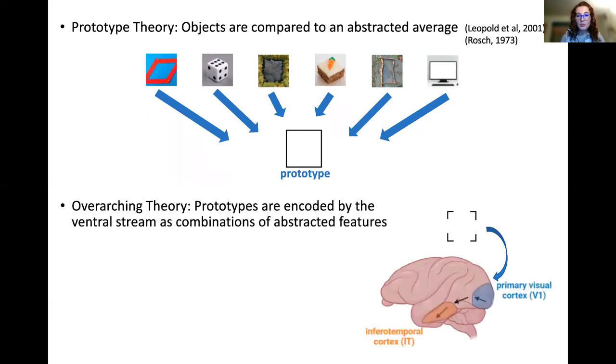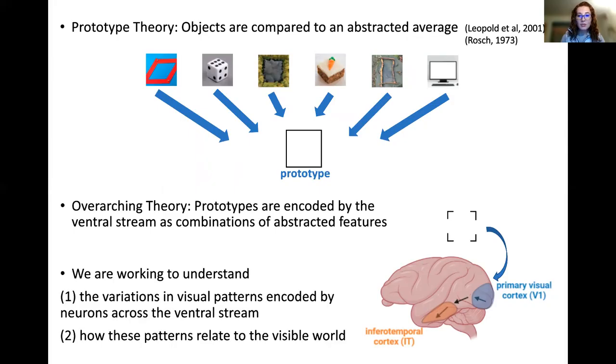We theorize the primate visual system learns and encodes these prototypes as combinations of visual attributes useful to object, place, and social perception. We are working to understand both the variations in visual patterns encoded by neurons across the ventral stream, as well as how these patterns relate to the visible world.